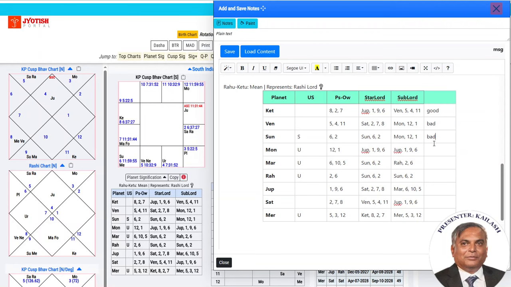Bad. And Moon is also not good. You can see this combination is not good: 12, 6 and 6. And then Mars. Now if you look at Mars, it is both bad and good. It indicates borrowing, but at the same time it has this combination, the 2, 6 and 10.